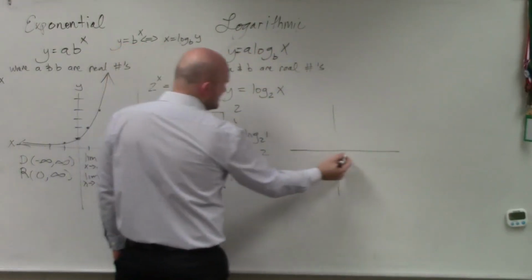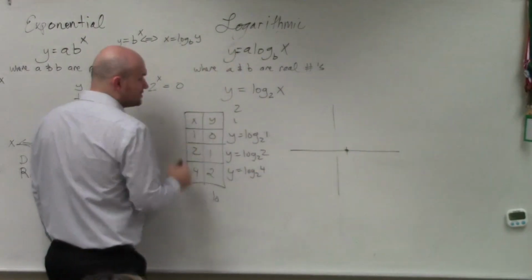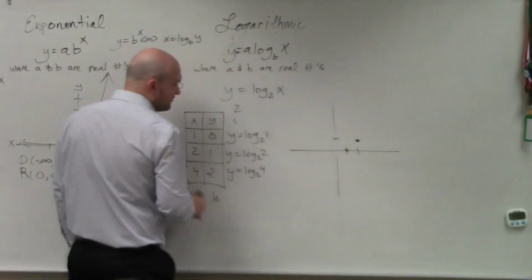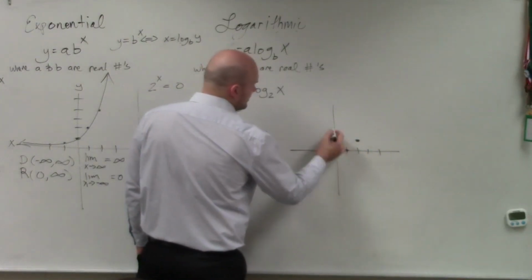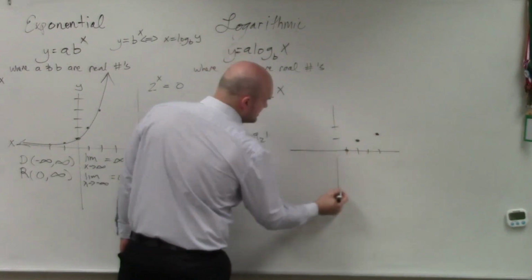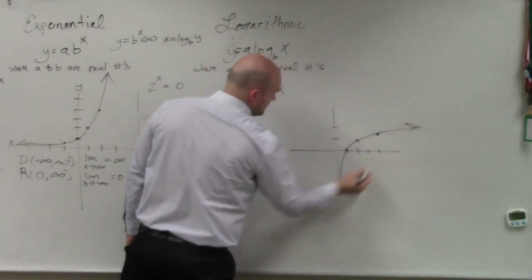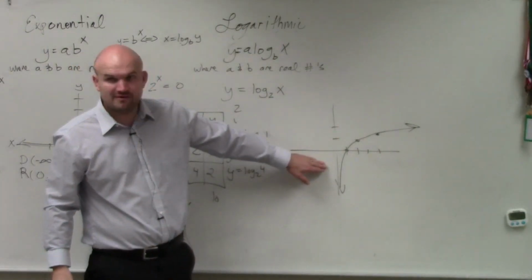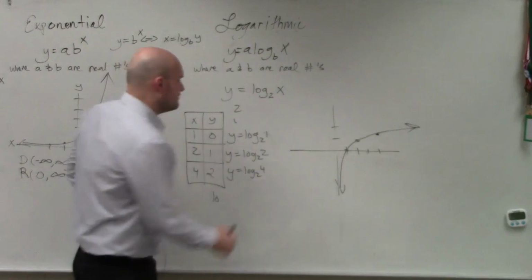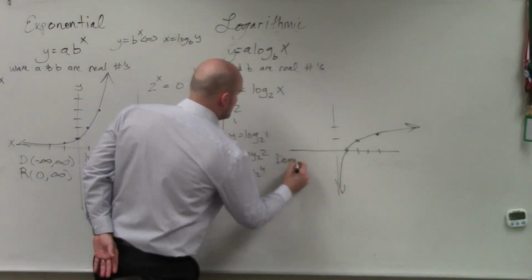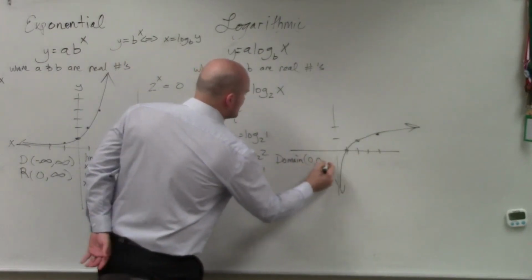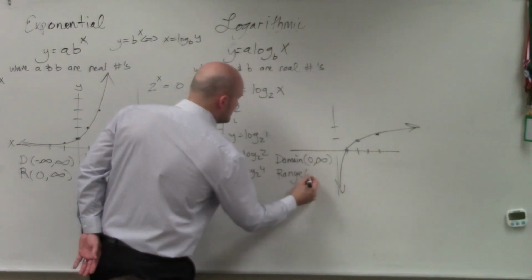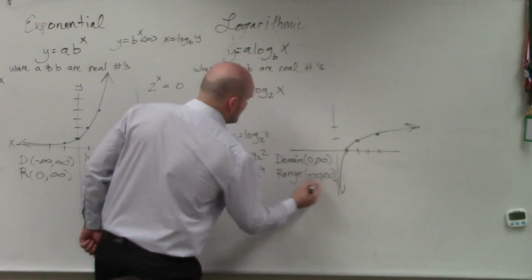So if we go to (1, 0), then (2, 1): over 1, up 1, and then we go to (4, 2): over 4, up 2. And what you'll see is you're going to have a function that's going to look like this. So therefore, our domain is from 0 to infinity, and our range is from negative infinity to infinity.